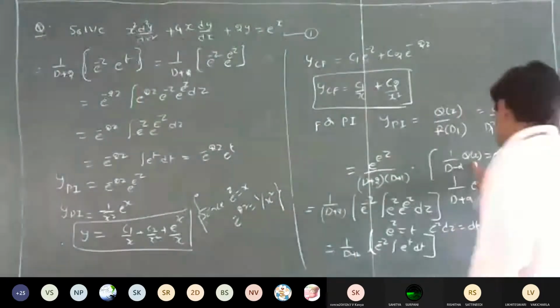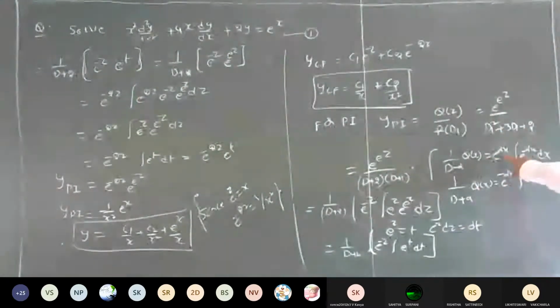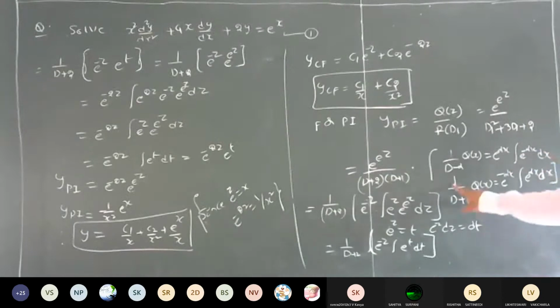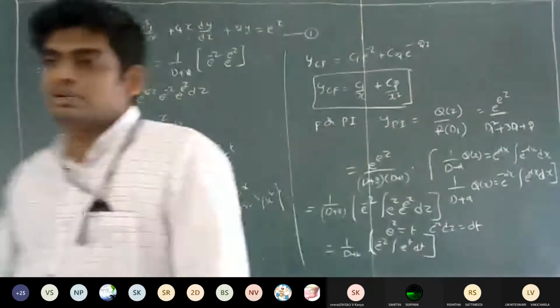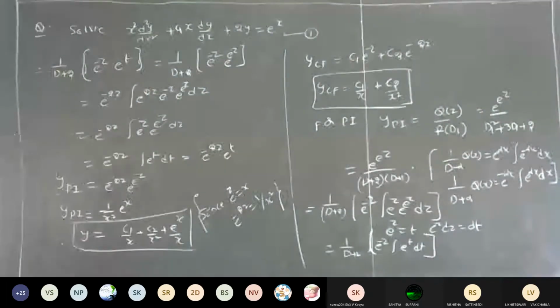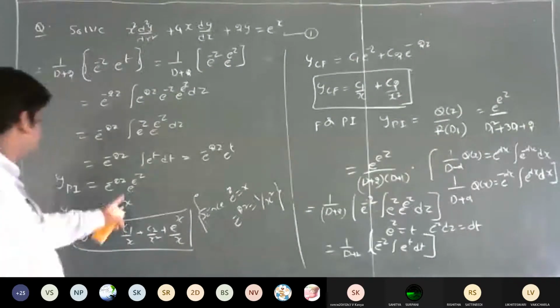1 by D minus alpha into Q of x is equal to e power alpha x into integral e power minus alpha x into dx. Next, 1 by D plus alpha into Q of x is equal to e power minus alpha x integral e power alpha x into dx. So after simplifying that, finally we are getting the value as this.